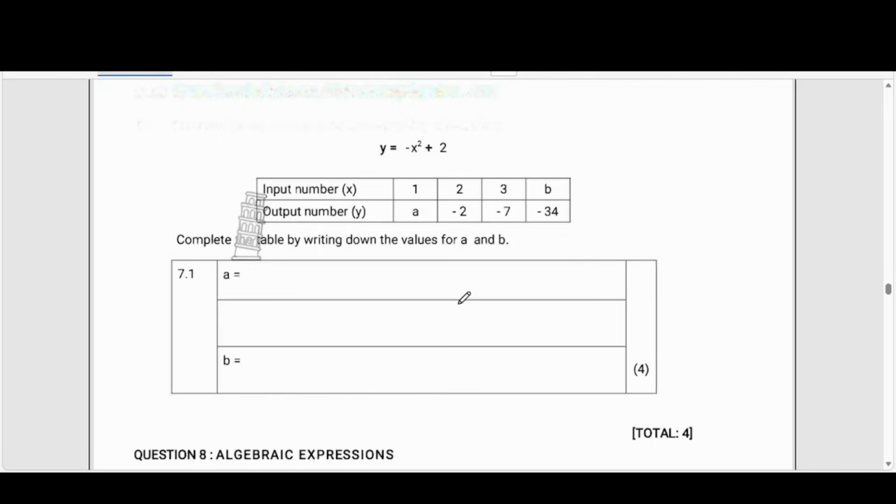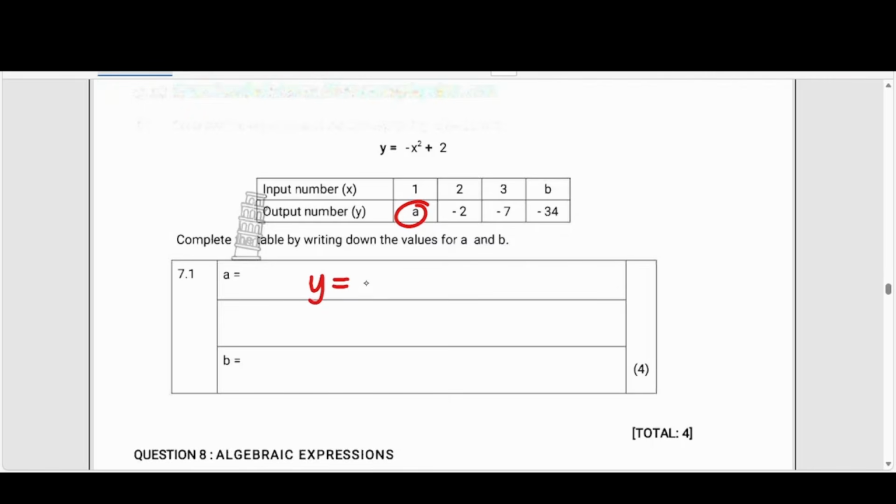Okay, and then we've got an equation here. Y is equal to negative x squared plus 2. And we've got some missing. Complete the table by writing down the values for A and B. Okay, so A is this here. So when we put in x is 1, what do we get for our y?